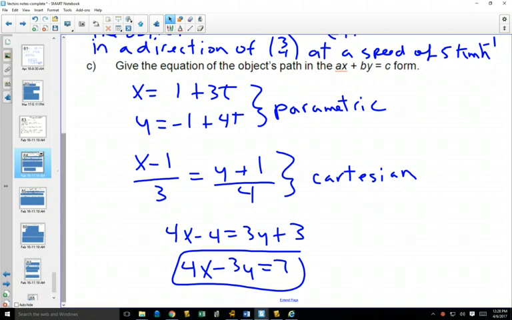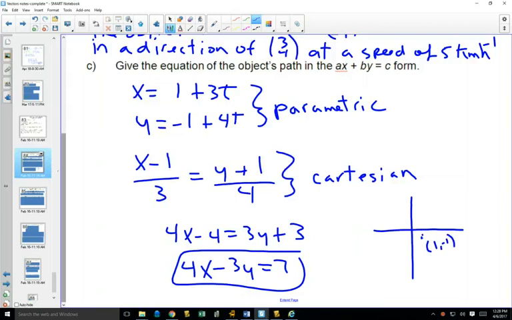Of course, you could have used your old skills. There's our starting point, 1, -1, over 3 up 4. There would be another point. Using your grade 10 math, could you find the equation of that line? And if you could find the equation of that line, could you rearrange it to look like ax plus by equals c? Yes. So that would be another way. Although in this case, we want to get familiar with all of the forms of a vector equation so we can manipulate them and move back and forth.